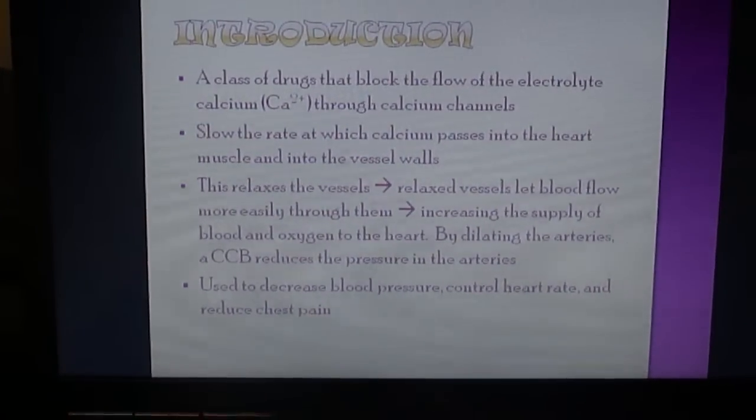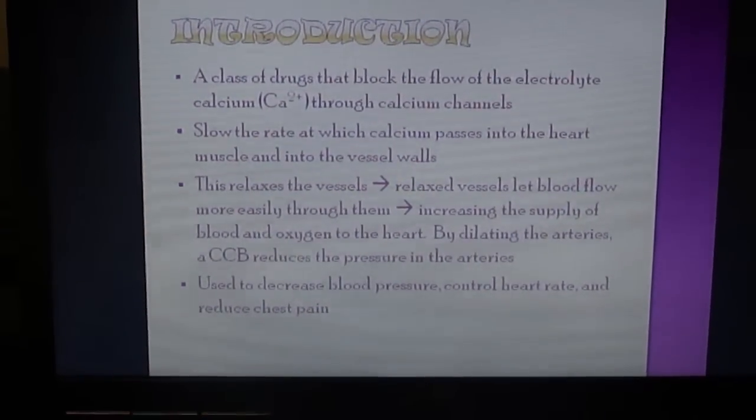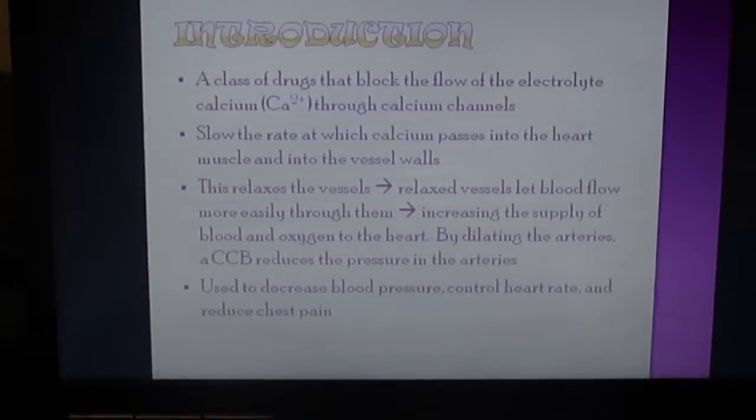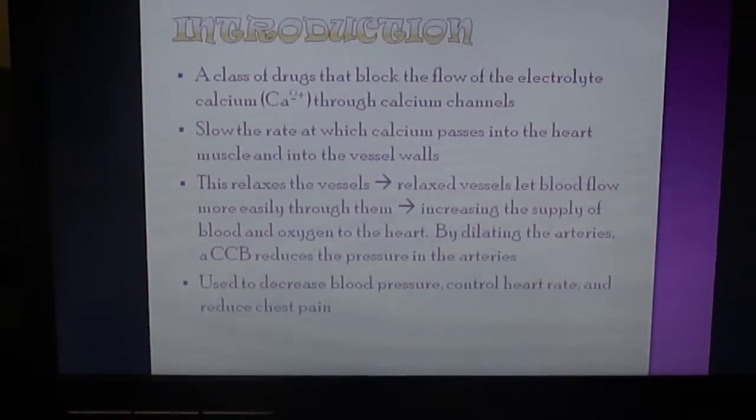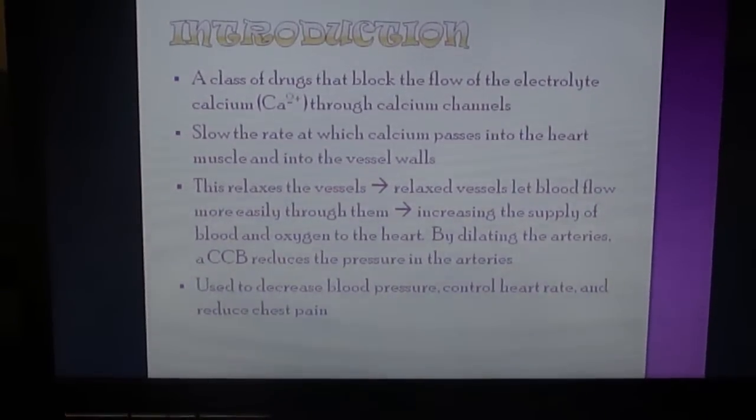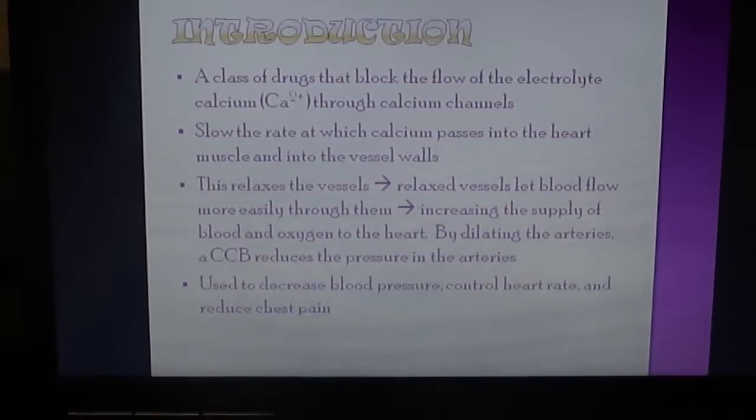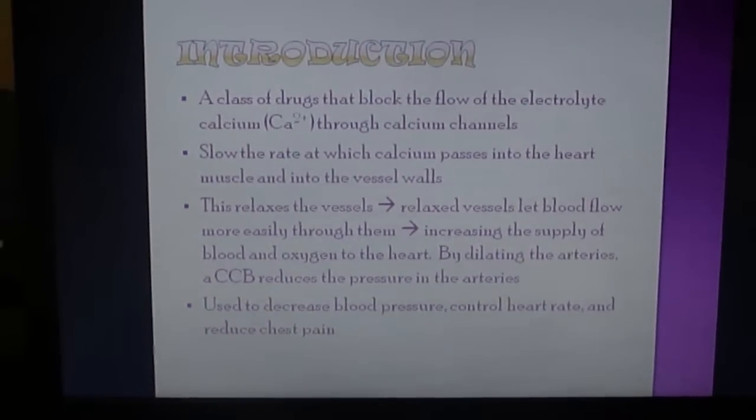By dilating the arteries, a calcium channel blocker reduces the pressure in the arteries. They are used to decrease blood pressure, control heart rate, and reduce chest pain due to angina pectoris.